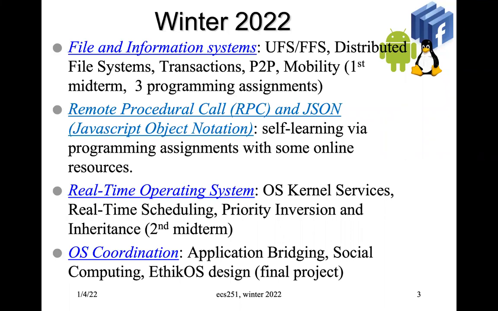So just to let you know, the programming assignment will only belong to the first topic, which is the file information system. For the programming assignment, you can see I put it here: it's called remote procedure call and JSON, which is JavaScript Object Notation. For this part, I want you to learn that this is a very nice toolkit to build a lot of applications, a lot of distributed system concepts in today's world. It's basically the dominating paradigm for a lot of things to happen really quickly.